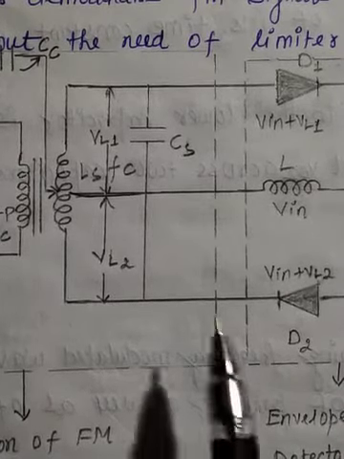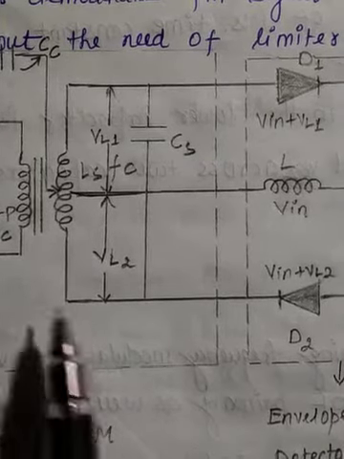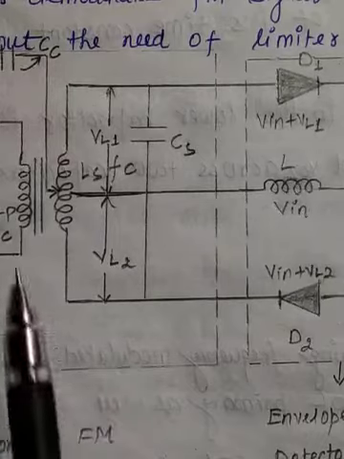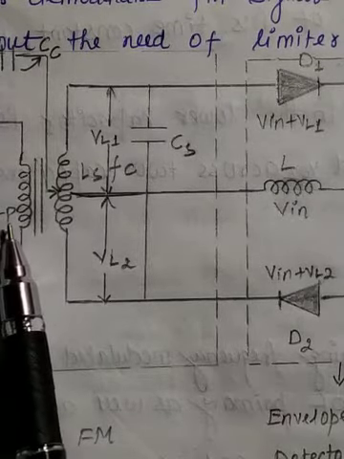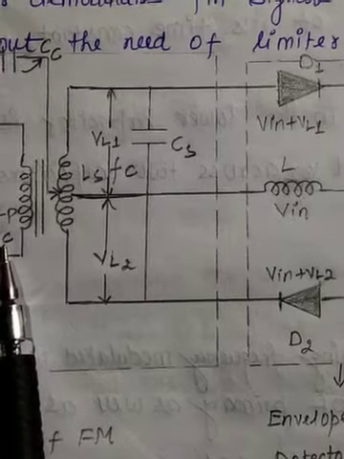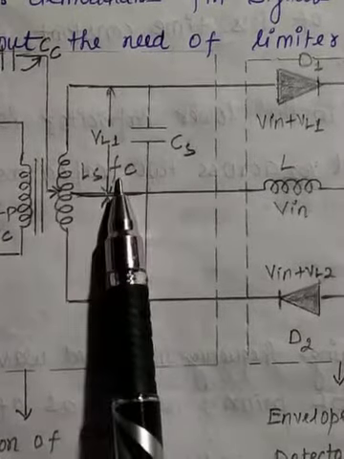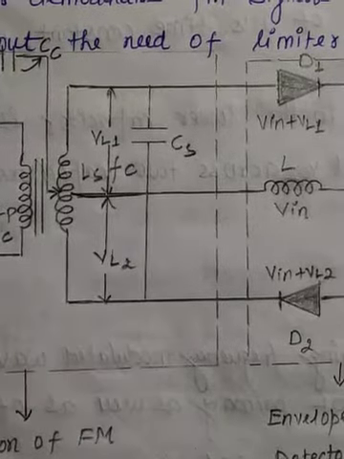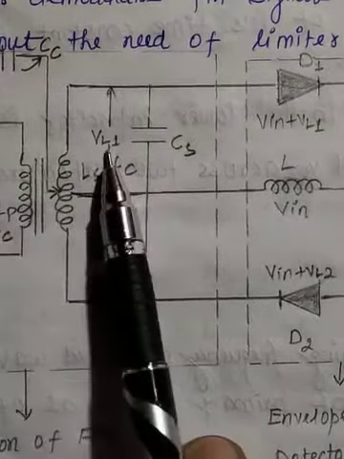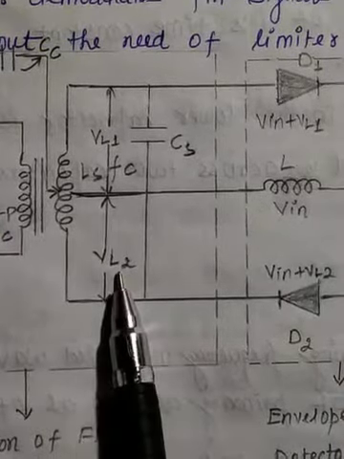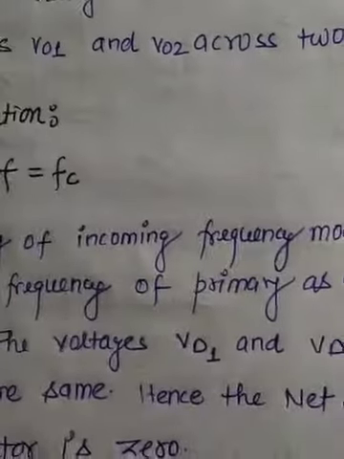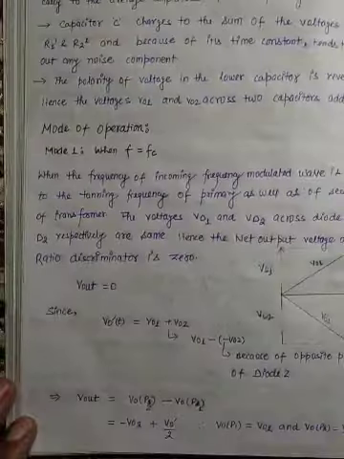Okay, now actually here is the input voltage. Input voltage comes when the frequency F is equal to, the first case, the first mode of operation we will discuss here, when the incoming frequency is equal to the center frequency by which the primary as well as the secondary of the transformer is tuned, when the incoming frequency is equal to this frequency Fc. When this happens, then the voltage VL1 is equal to the voltage VL2, and because these are opposite voltages, let us see what happens here.